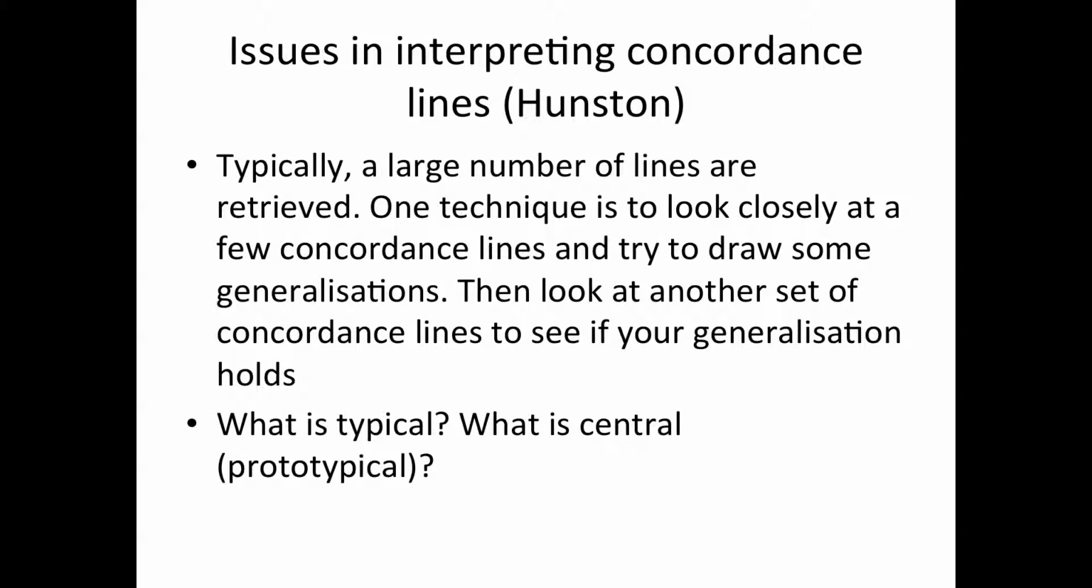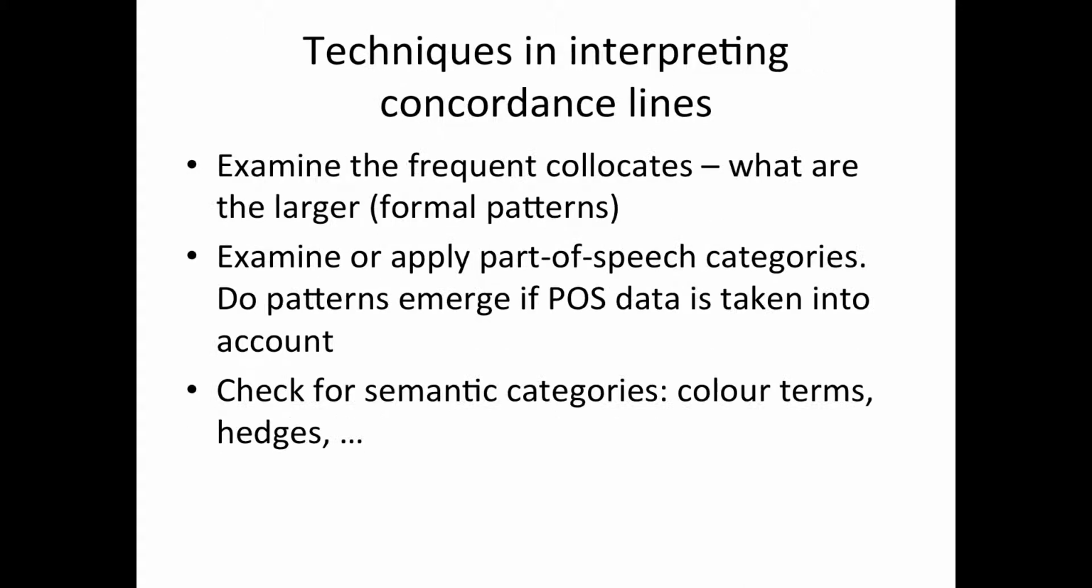So when we look at the concordance lines, we can see what is typical, what is frequent, maybe what is central, what Hunston refers to as central, semantically prototypical. We'll perhaps come back to that another time. And again, in interpreting concordance lines, the frequent collocates are very important, and the larger formal patterns. The collocates also give us a clue as to the meaning of the search term.